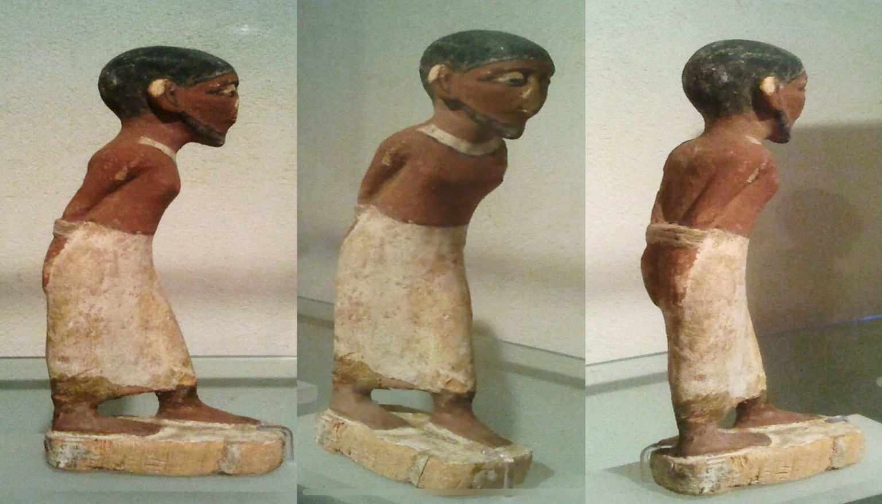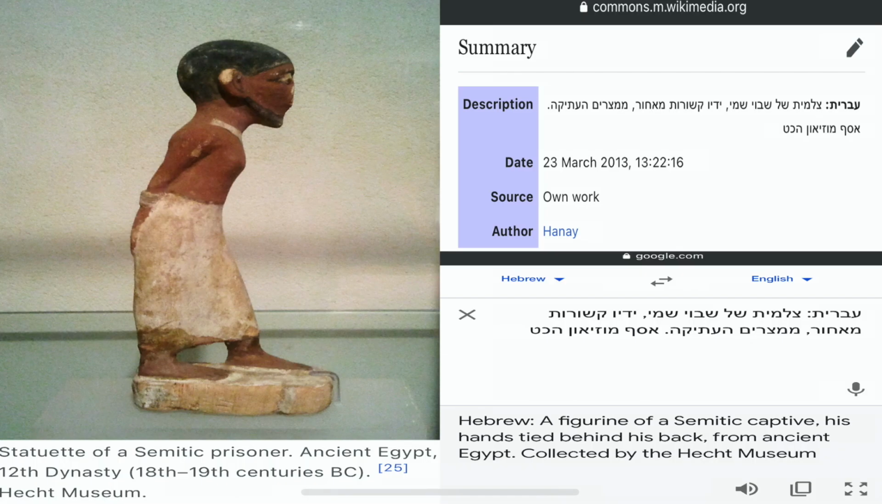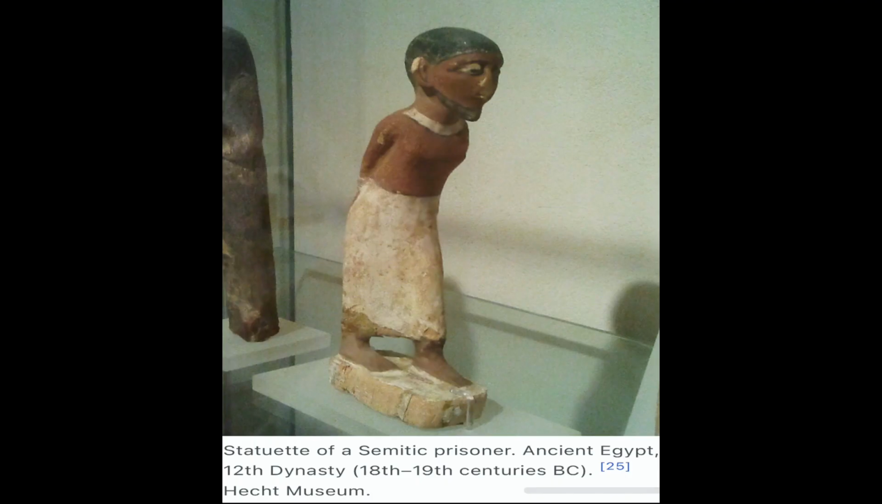Now, another method to determine Joseph's phenotype is by looking at Semitic populations in the land of Egypt during the time of Joseph. How are they depicted by the ancient Egyptians? So here is a Semitic slave from the 12th dynasty of Egypt. Clearly he is dark-skinned, specifically medium brown, and he had black hair and dark eyes. This is how Joseph could have looked when coming into Egypt.